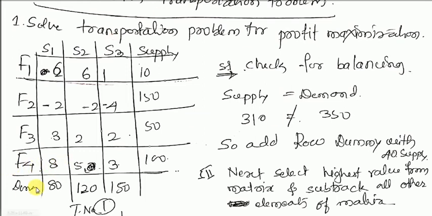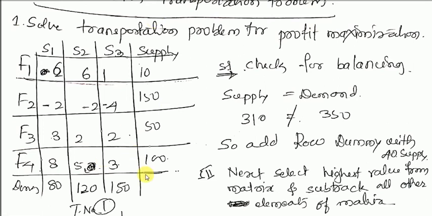Now check whether demand is equal to supply. Supply is 310, demand is 350. To make it equal, for supply we have to take the difference, which is 40. For supply we need 40, that is nothing but a row. In the last unbalanced problem, there was a column because demand was lacking.